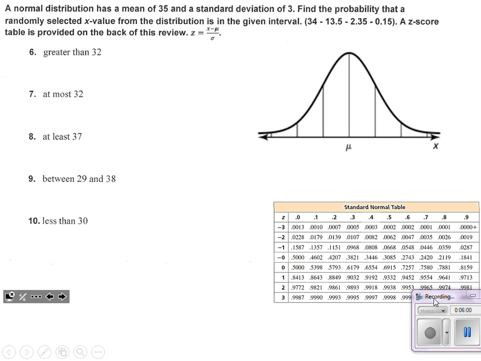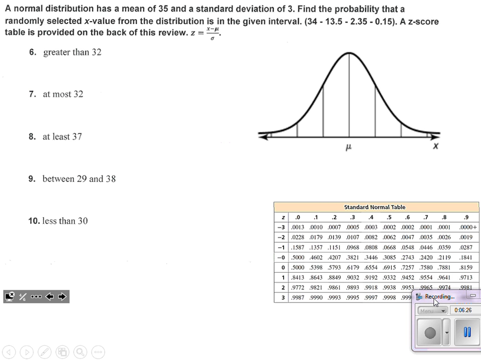All right, next, this is what we covered early on in the chapter. Our normal distributions, our bell curves. So we have a normal distribution with a mean of 35, standard deviation of 3. Find the probability that a random x value is on a given interval, and that's what they're providing in the question. Okay, we're also being provided with the different breakdowns for each little slice of our normal curve, and a z-score table is provided on the back.